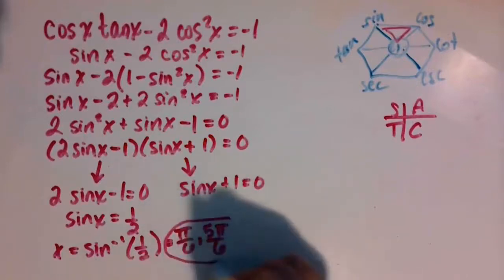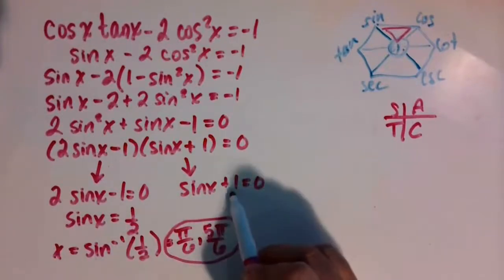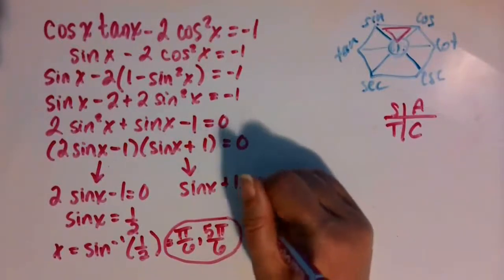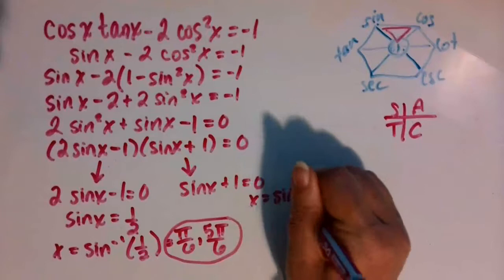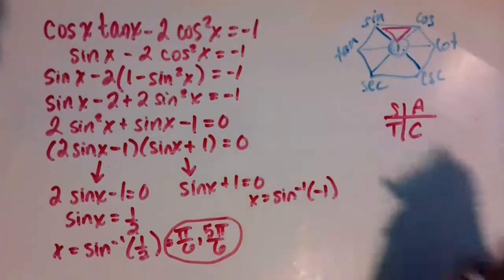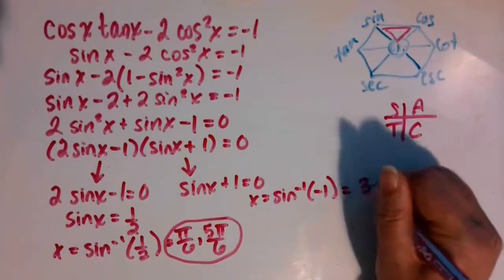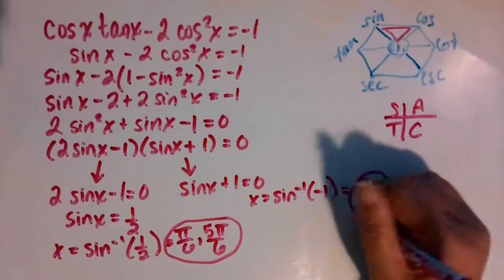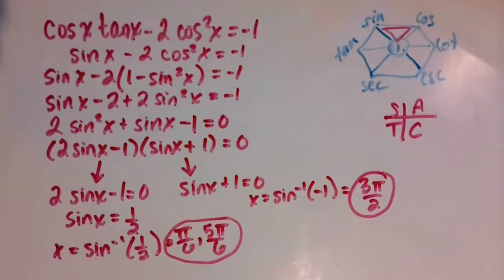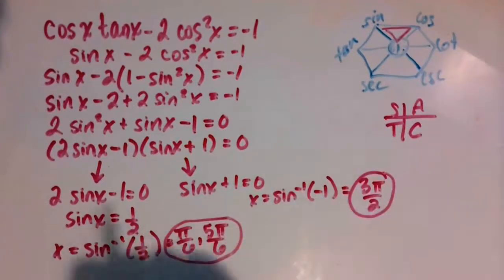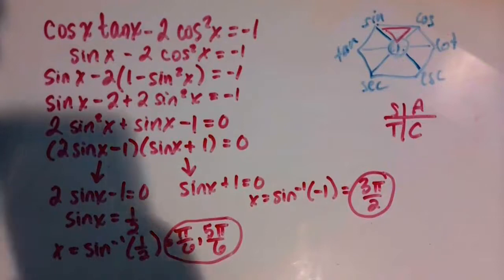So there's 2 answers. Then if sine of x plus 1 is equal to 0, that means that x is equal to the arcsine of -1, and that occurs at 3 pi over 2. That's a quadrantal angle. And those would be our 3 solutions: pi over 6, 5 pi over 6, and 3 pi over 2. We're going to use the graphing calculator to check those answers.